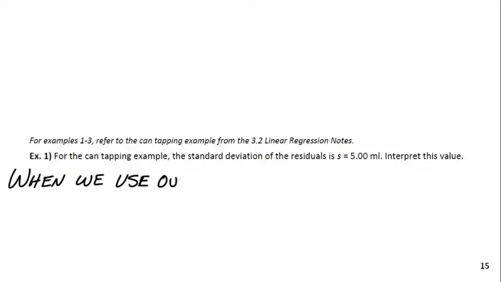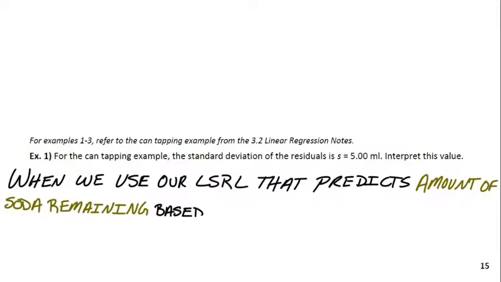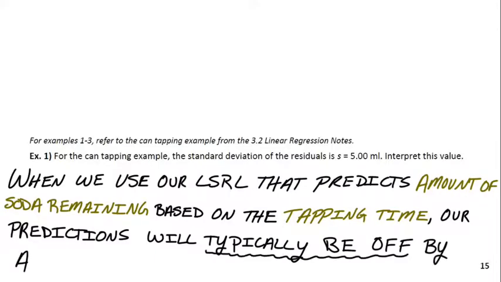So let's use that same approach I just outlined. When we use our LSRL, and this is from a previous example, which LSRL? The one that predicts the amount of soda remaining, that was the Y variable, based on the X variable, which was the tapping time. When we use that LSRL, our predictions will typically be off by about 5 milliliters. So again, I just use that cookie cutter approach. I hit all the necessary components, and I would get full credit for interpreting S, the standard deviation of the residuals, in this scenario.